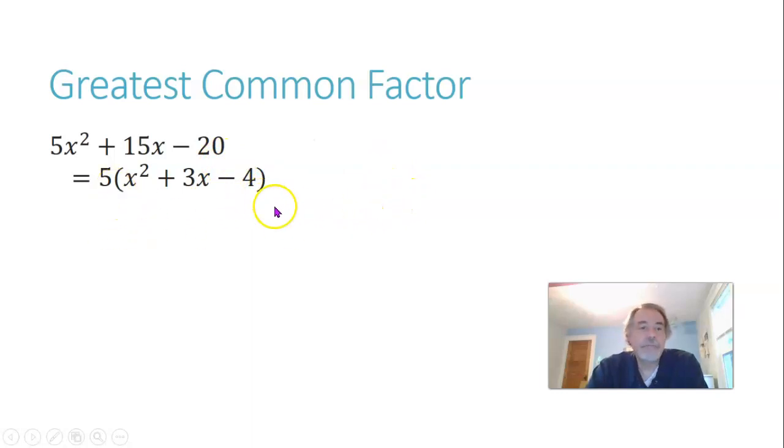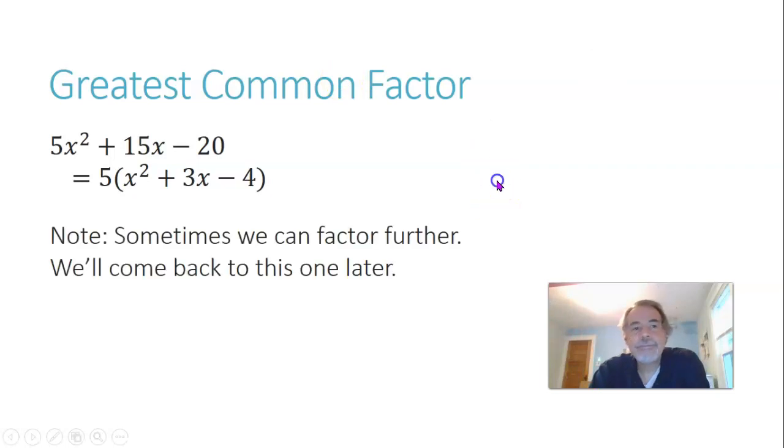So we've factored out the 5, and whenever you factor something, you can always check to make sure it's factored correctly by multiplying it back out and seeing if you end up with what you started with. Now, sometimes after you've factored out a common factor, there's something else you can do. You can factor further. And that might be true here. We'll come back to this one later. Right now we're just focusing on common factors, but later on we'll see what else we can do with this.